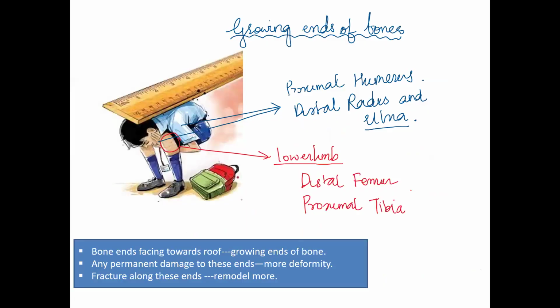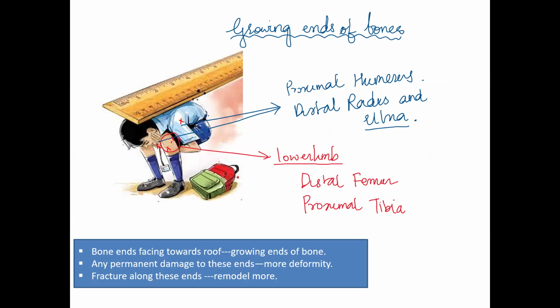If you see this one, this is a child sitting in the punishment posture, as if a school teacher has given the punishment to the child. This is very important to remember. You see what are the bones which are facing the roof or the sky. We have proximal humerus facing the sky, distal radius and ulna facing the sky, then out of the knee, distal femur facing the sky and proximal tibia facing the sky.